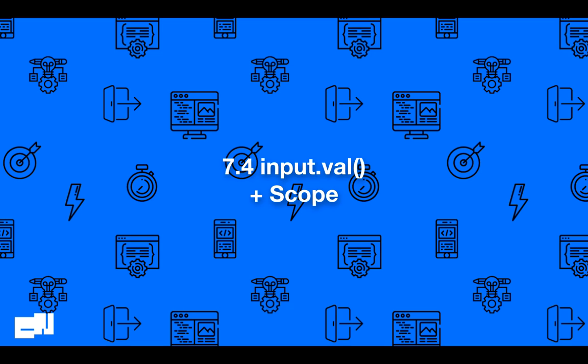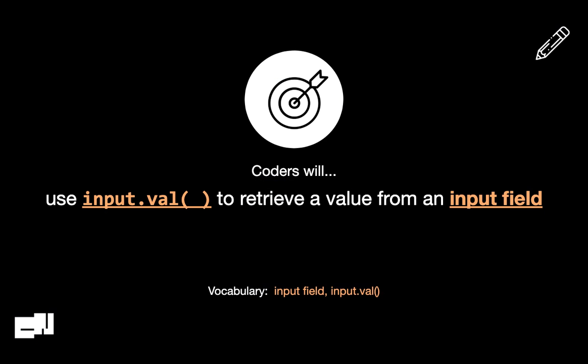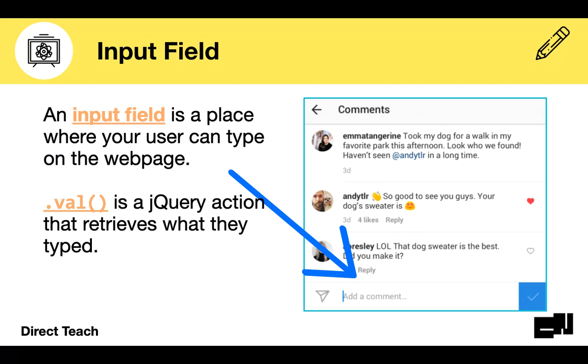This is the webinar for 7.4, which is input.val, and we're also going to talk a little bit more about scope. So in this video, we'll use input.val to retrieve a value from an input field. I will tell you that this is a challenging lesson for students, but also super exciting because this does a lot for their websites. And I would keep reiterating just how much functionality they can get from this one new thing.